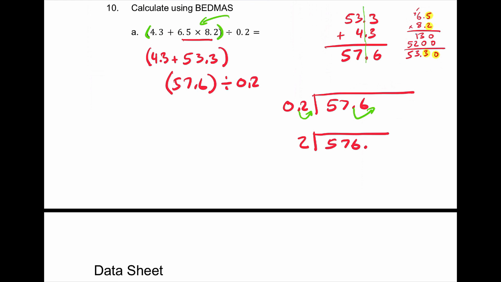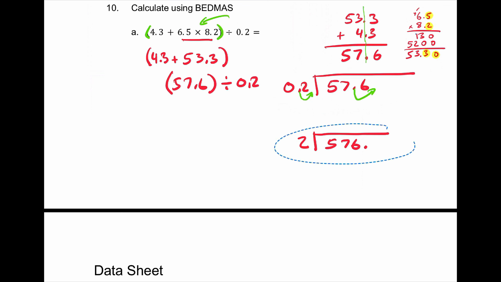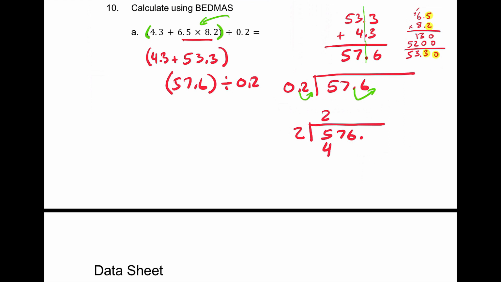Okay, I'm just going to move this out of the way here and give myself a little bit of space. So does 2 go into 5? Yes. How many times? 2 times, to be 4. And I have a remainder of 1 and 17. Does 2 go into 17? Yes. 8 times, which is 16. And I now have 16 left over. Does 2 go into 16? Yes. It goes in there 8 times. So that is going to be your final answer, 288.